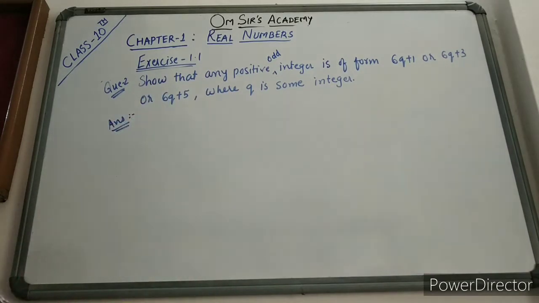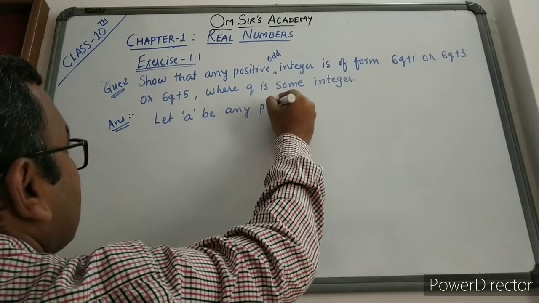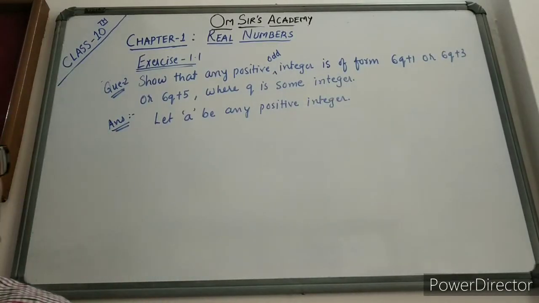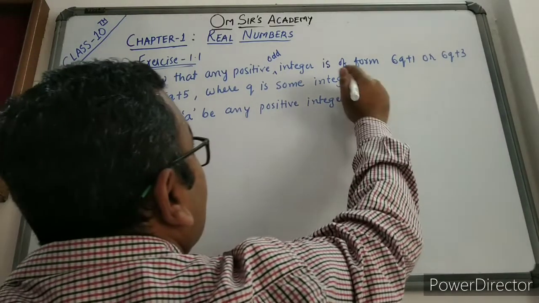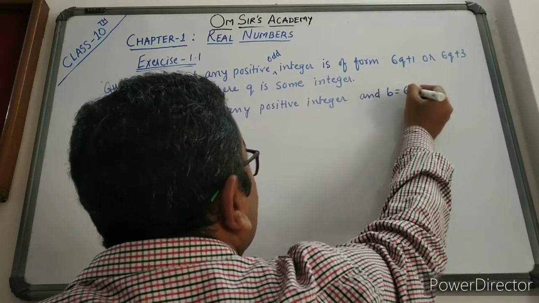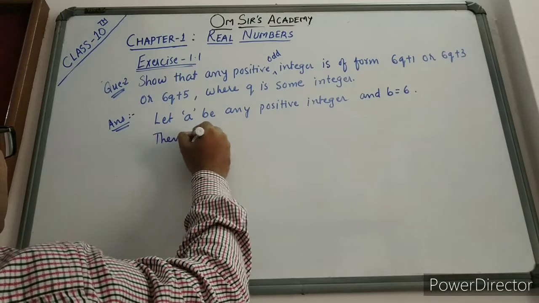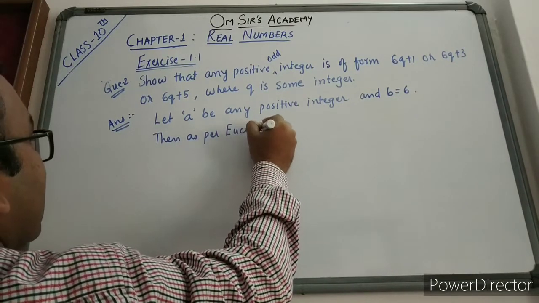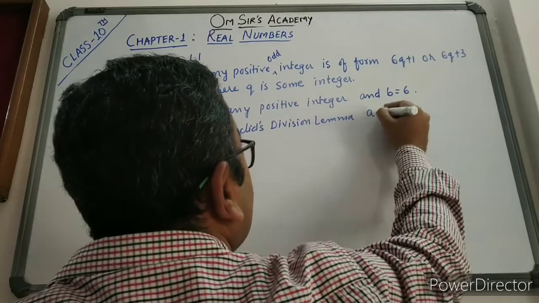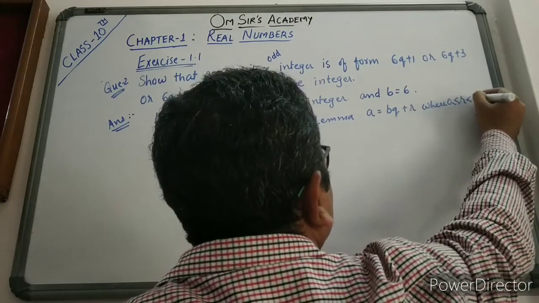So how will we prove this? First we will assume that a is any positive integer and b will be equal to 6 over here, as per a equals bq plus r. Is it clear? Then as per Euclid's division lemma, that is theorem 1.1, a equals bq plus r, where r should be greater than or equal to 0 and less than b.